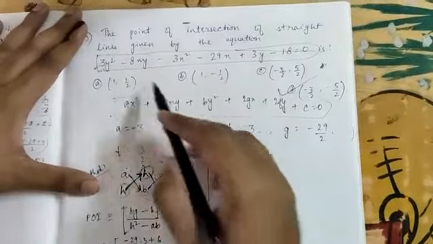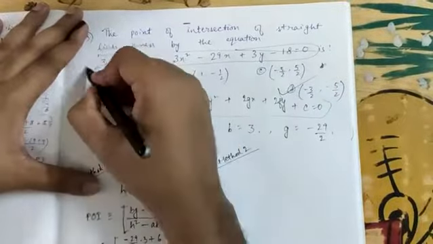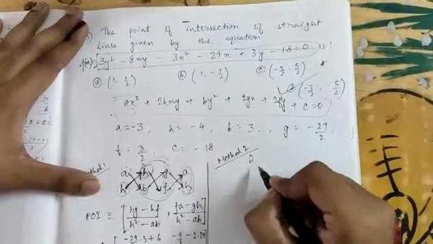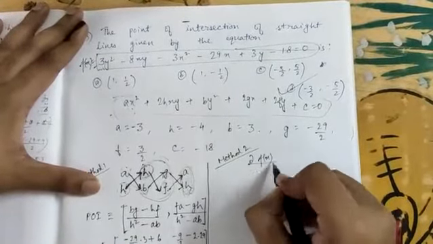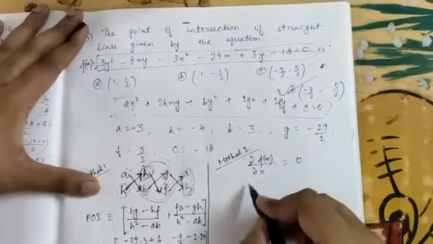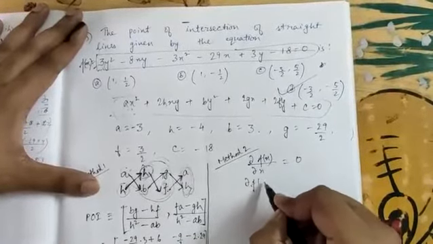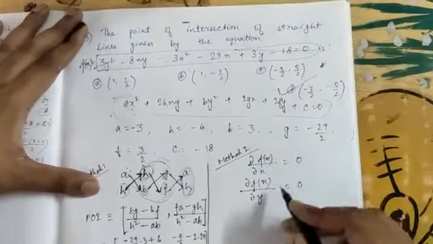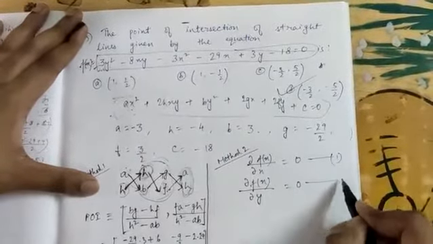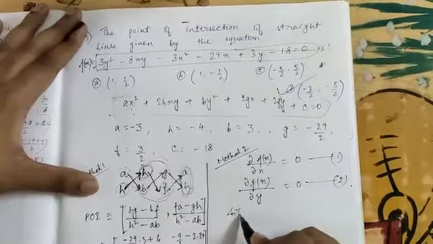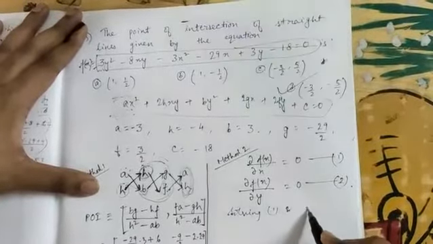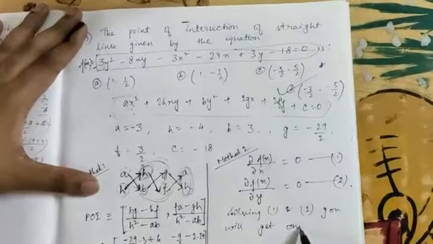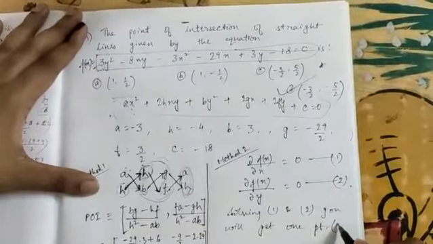In method 2, you will take the given equation of the pair of straight lines as f(x, y). Now you have to partially differentiate f with respect to x and equate it to 0, and partially differentiate f with respect to y and equate it to 0. From here you will get one equation, from there another equation. By solving equations 1 and 2, you will get one point, that will be (x, y).